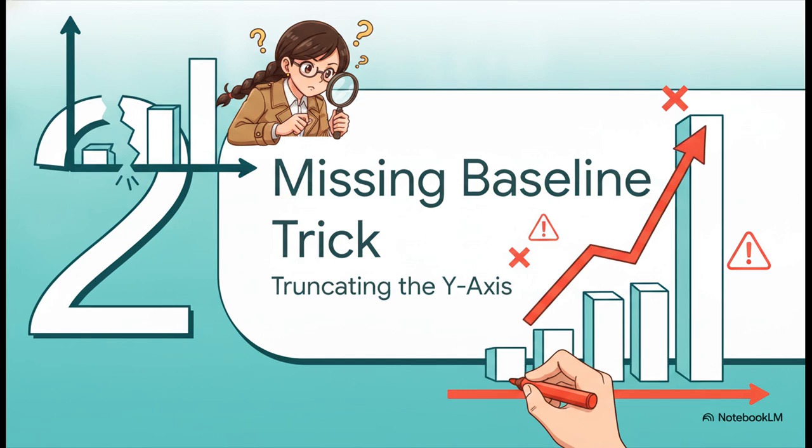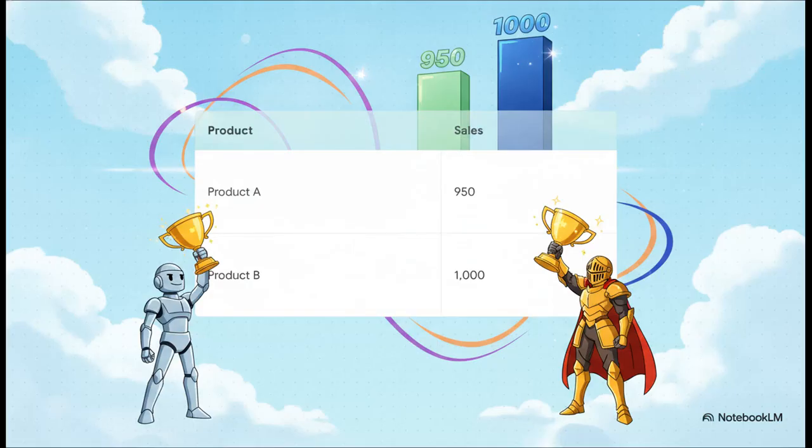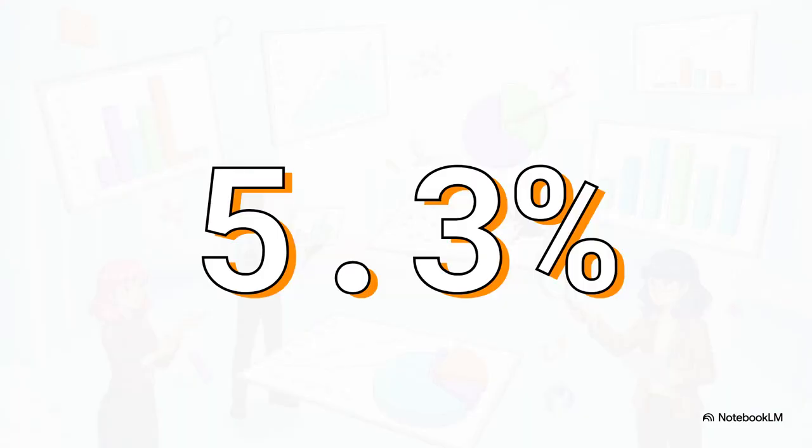Moving right along to Section 2, the missing baseline trick, truncating the y-axis. This one is perhaps the most prevalent visual crime in existence. Imagine we have two products. Product A has sales of $950, and Product B has sales of $1,000. Now, just looking at the raw numbers on this table, they seem incredibly close, right? Exactly. The crucial point here is that this is only a 5.3% difference in actual sales.